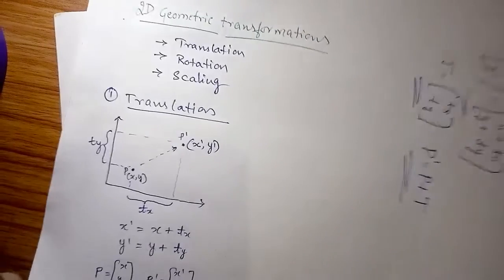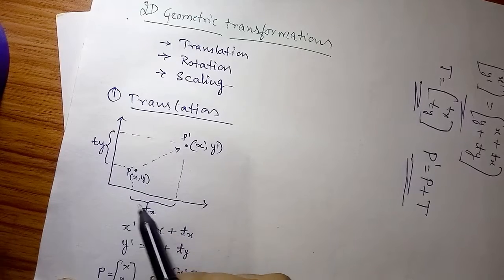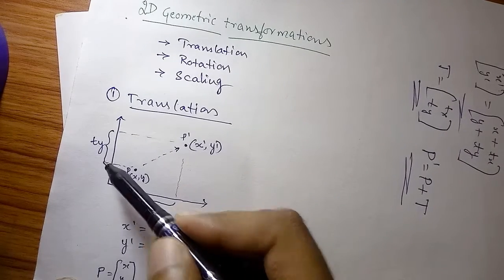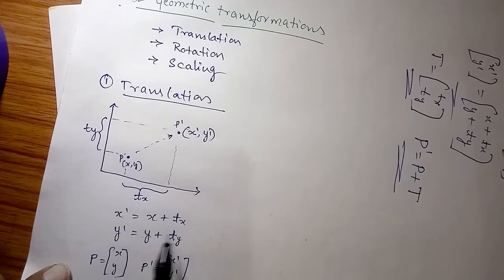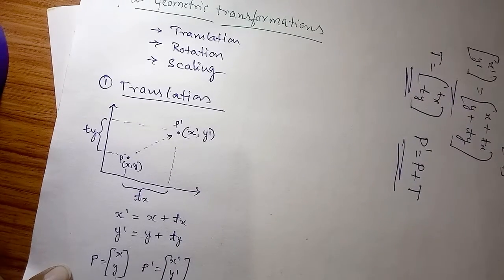So it's basically like this. We have offset values, that is tx and ty. We have x and y. To this x and y we add the offset values and we get x dash and y dash. So in this video we are going to talk about 2D rotation.